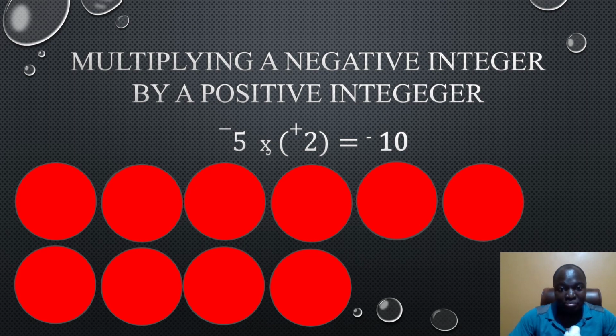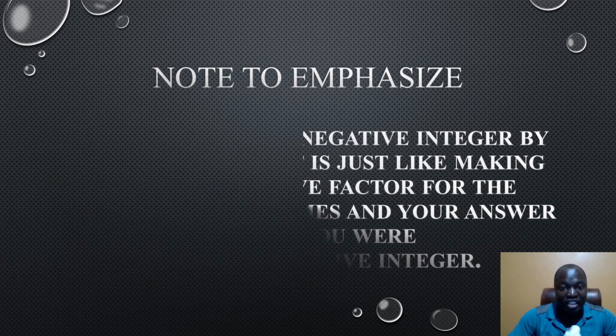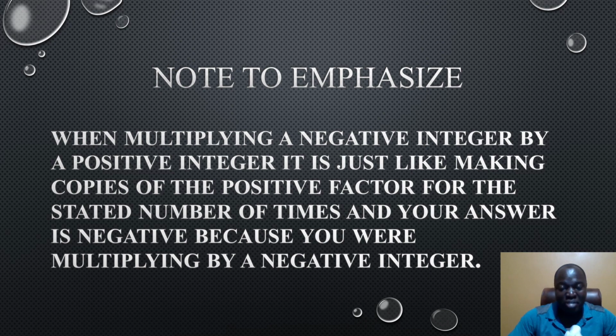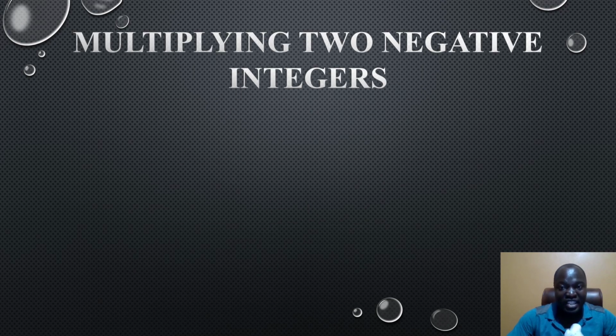All right, so let's see if this can make sense. When multiplying a negative integer by a positive integer, it is just like making copies of the positive factor for the stated number of times, and your answer is negative because you were multiplying by a negative integer, which tells you to give the opposite of whatever positive you would have had there. All right, and we are going to move forward to see what other things look like.